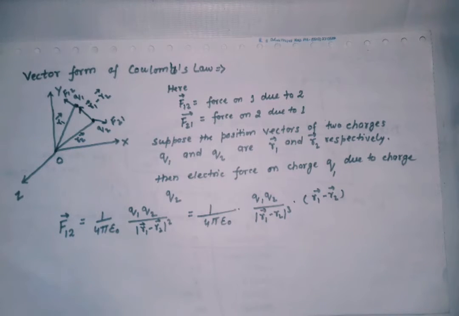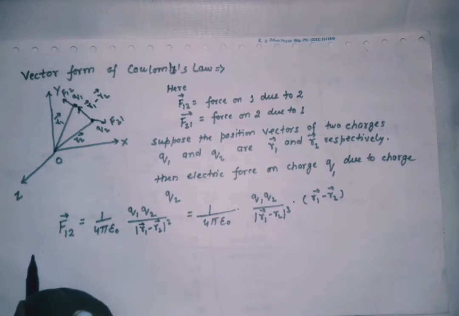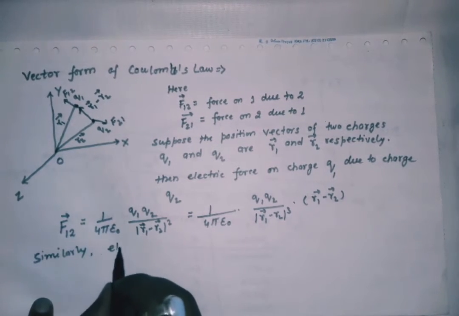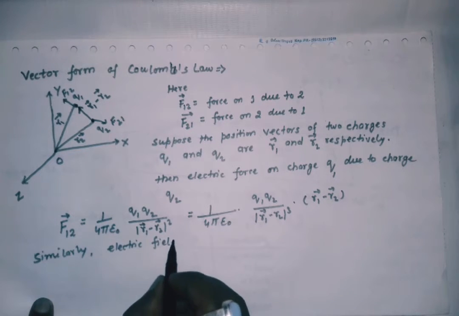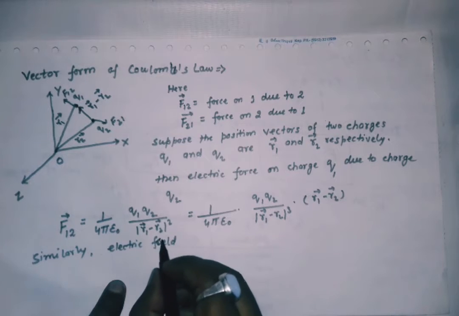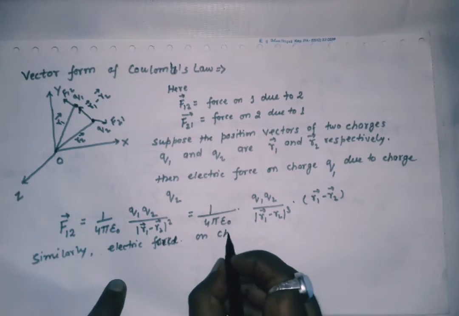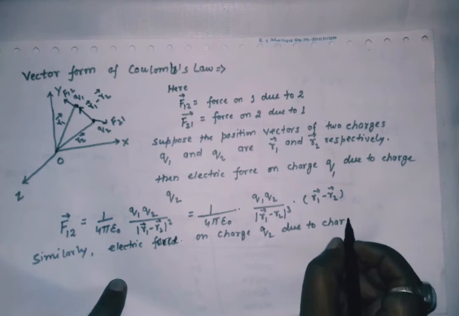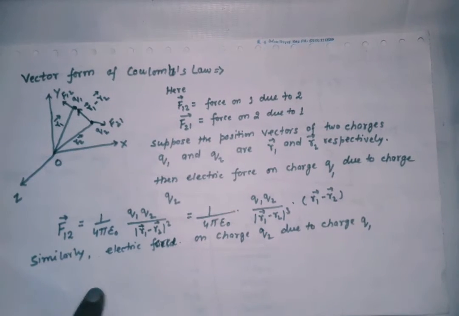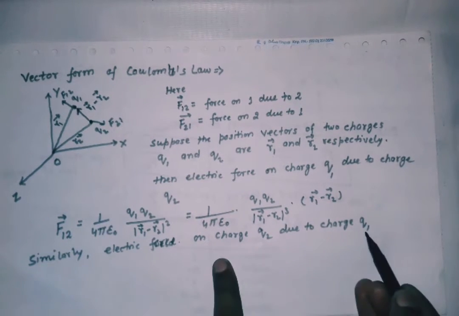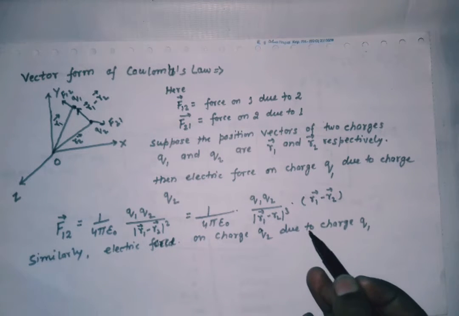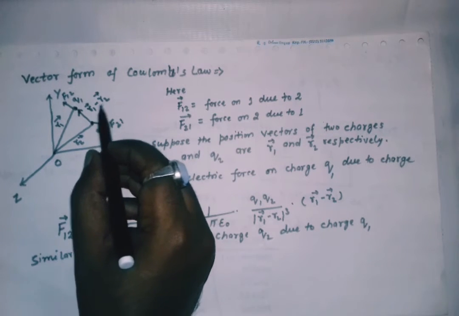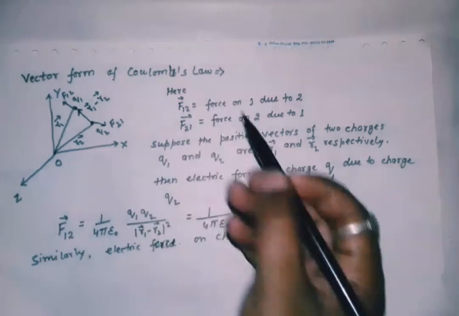This formula will be used for the further manipulations. Similarly, electric force on charge q2 due to charge q1 means now we will calculate how much force is exerted on charge q2 by q1. Simply, this r1 minus r2 becomes r2 minus r1, so the direction of the vector changes.